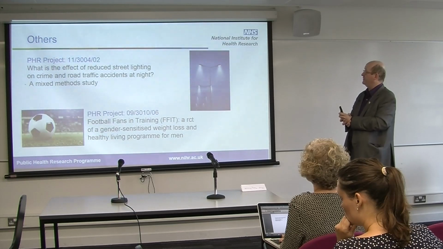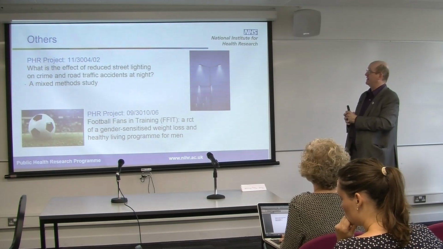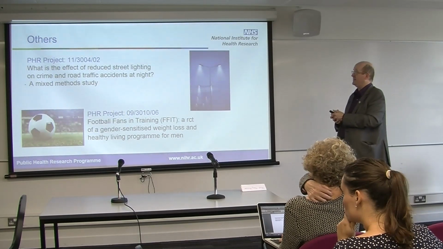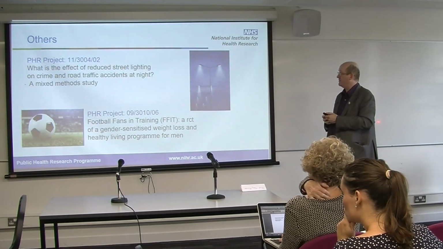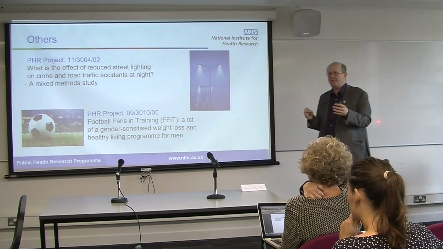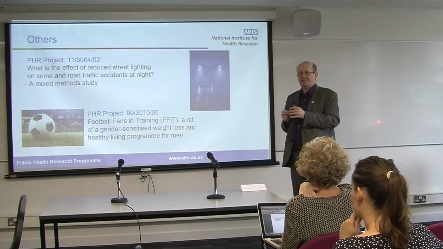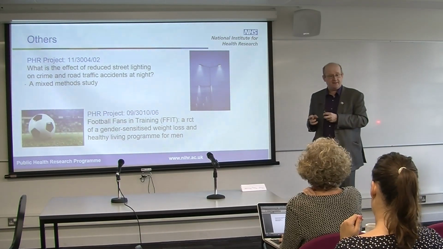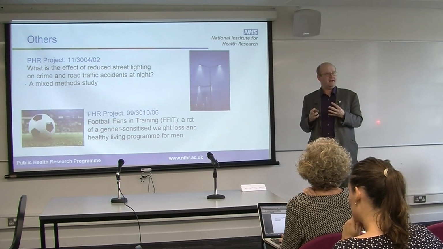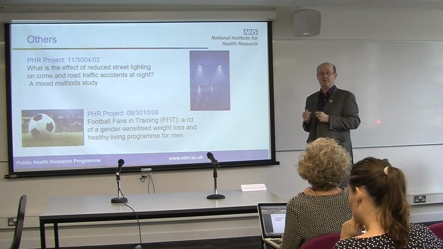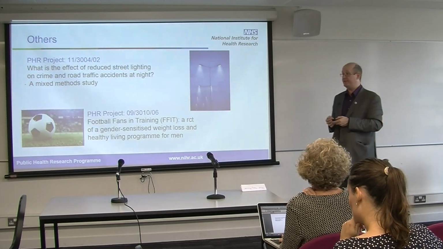These are a couple of the ones we're very keen on. The reduced street lighting I touched on earlier. You can turn off street lights at various times and it doesn't affect traffic accidents or crime. And then football fans in training. How do you get middle-aged men off the couch and running around? Because they just don't. And it turns out if you can engage them in an organisation that they want to engage with, so a Premier League football club, they'll get up and they'll run around and they'll lose weight and they'll get fitter.